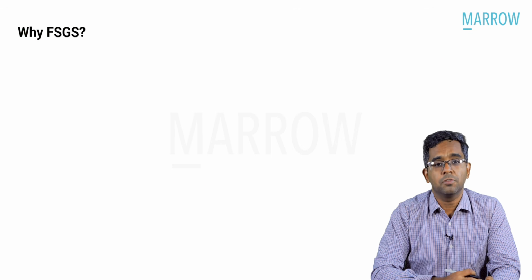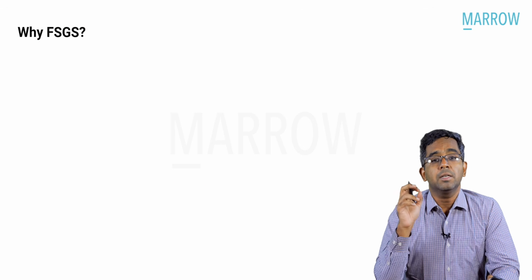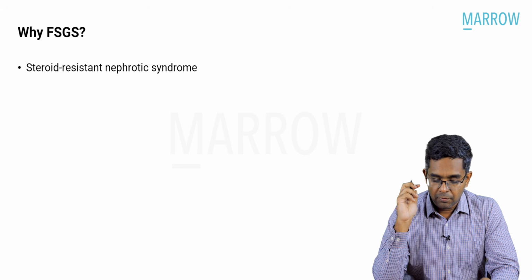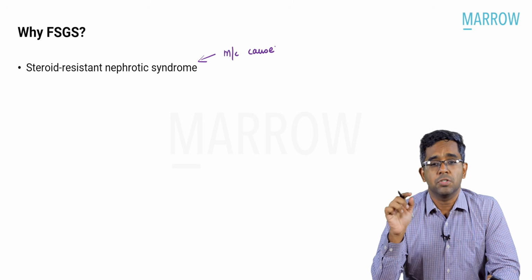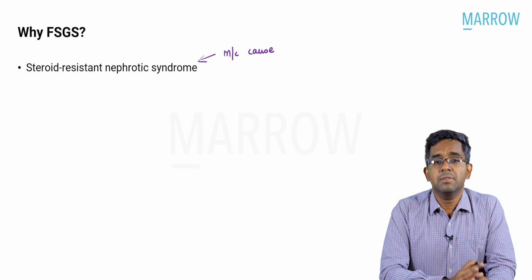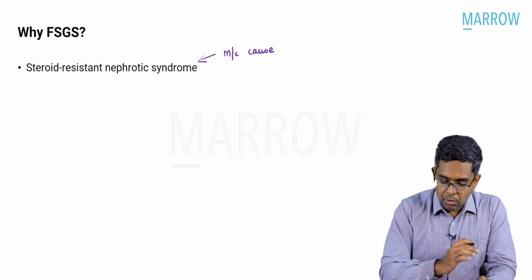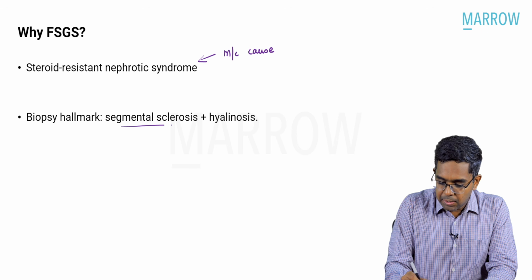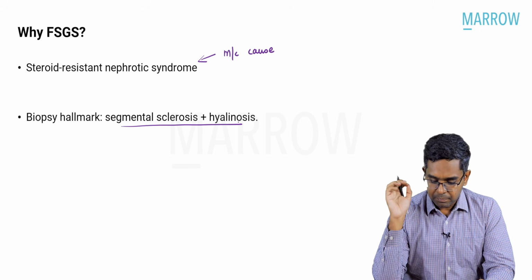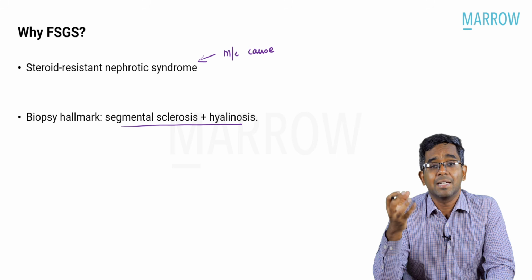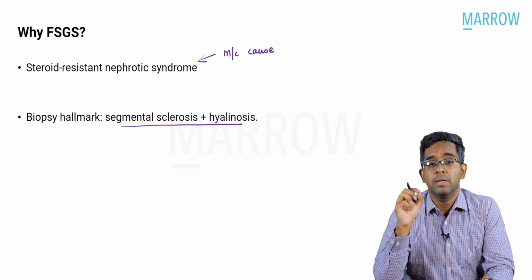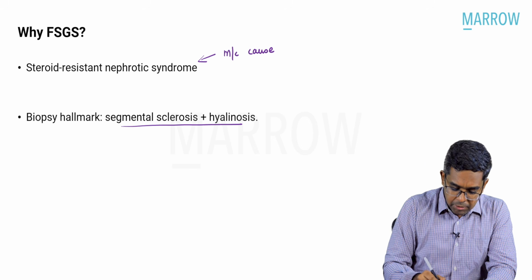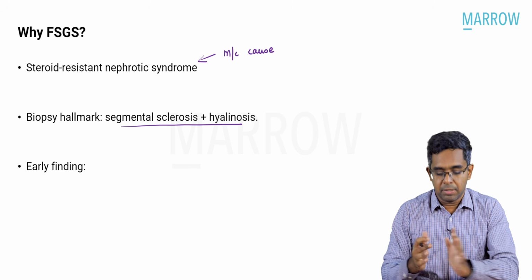Just a quick go through of some facts in FSGS. Remember, FSGS is the most common cause of steroid resistant nephrotic syndrome. That is number one point. And the hallmark finding in the biopsy is always segmental sclerosis plus hyalinosis. That's why the name itself is called focal segmental glomerulosclerosis, right? Very straightforward. And another important clue given in the question was something related to biopsy again, which is the early finding of this condition. What is that?